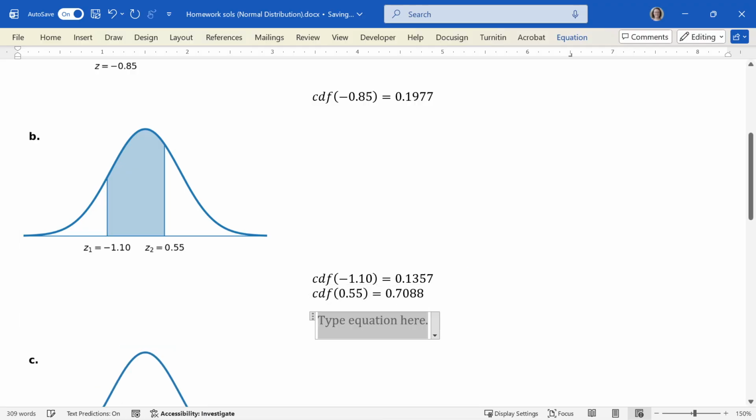Okay, so lastly, we're going to do the larger one minus the smaller one. So I'm going to do 0.7088 minus 0.1357. Put that in a calculator, and we get 0.5731.